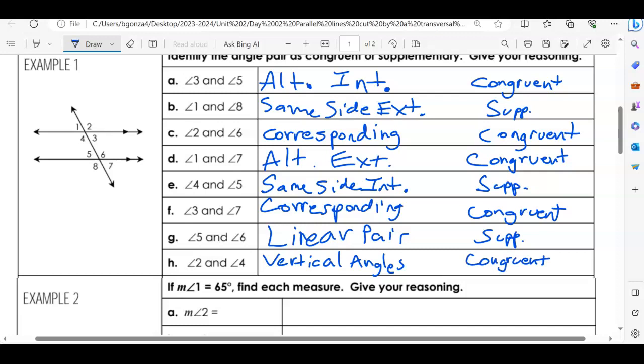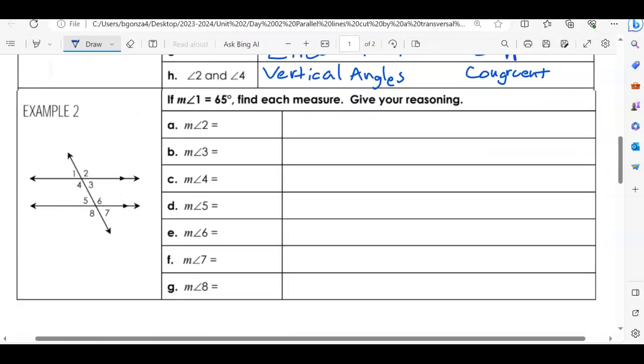We're going to get to example 2. 2 is kind of not too hard. Do me that favor. All right. Are we good to do example 2? Okay, example 2.